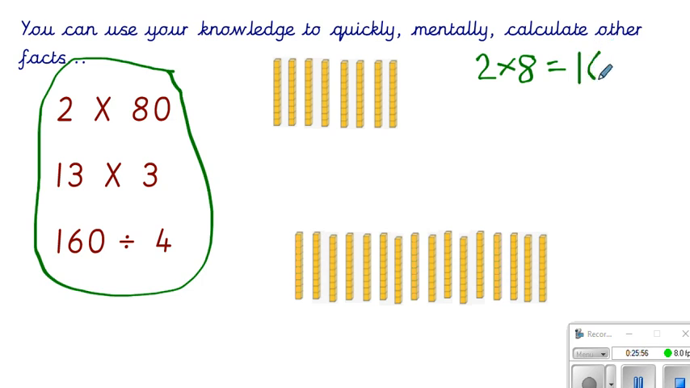But here I've got 2 times 80. 80 is 10 times as much. Using my knowledge of my times table facts, I know that 2 times 80 will be 10 times as much as 2 times 8, which is 160. Sorry about my messy writing again.